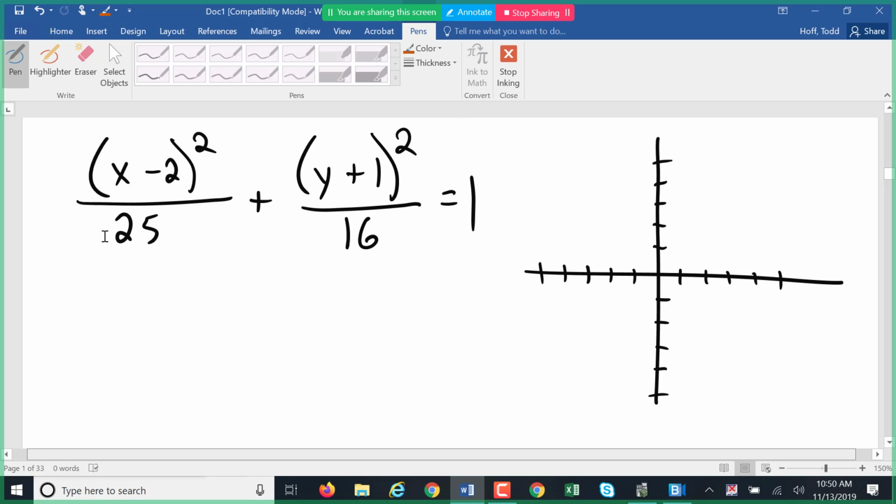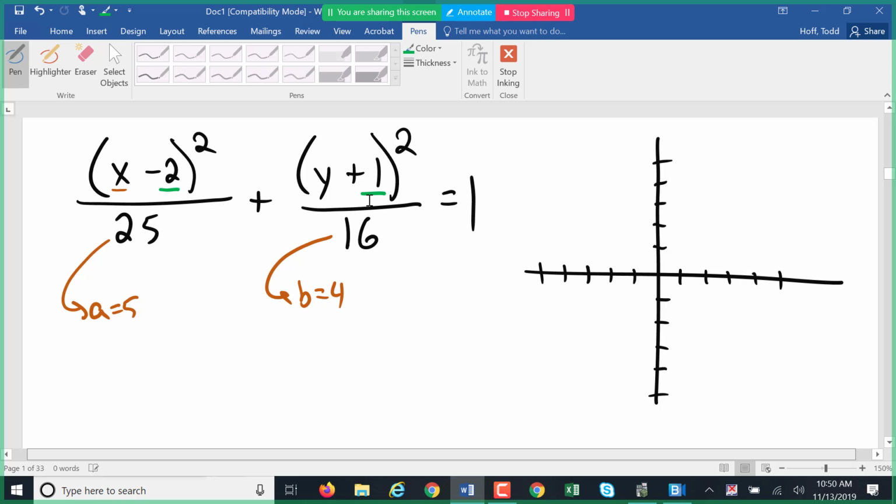A here, remember A is always with x, is going to equal 5. The square root of 25 is 5. So that means, got to be careful here before I start locating that stuff. I've got to locate my center first. A is 5, B is going to be 4. Our center is going to be at 2, negative 1.